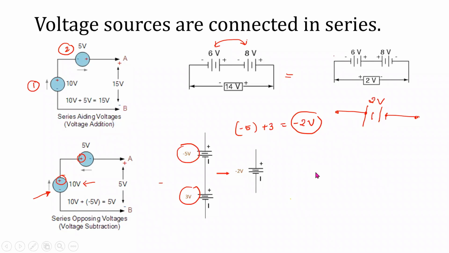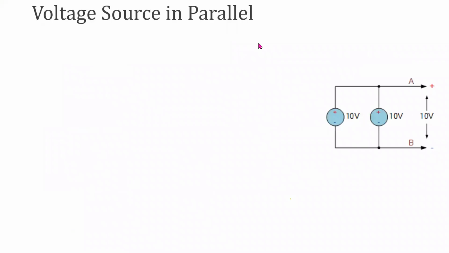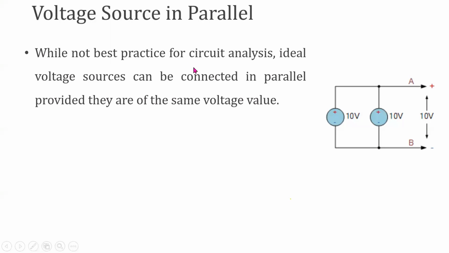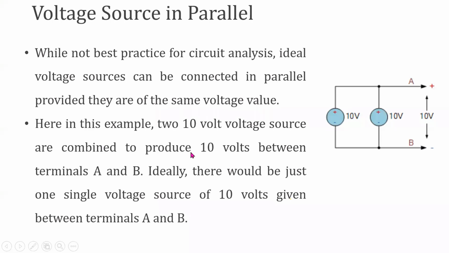All right. Now, next is voltage sources which are connected in parallel. Actually it is not needed. Practically, such connections are not needed. While not best practice for circuit analysis, ideal voltage sources can be connected in parallel provided they are of the same voltage value. Here in this example, two 10 volt sources are combined to produce 10 volt between the terminals A and B.